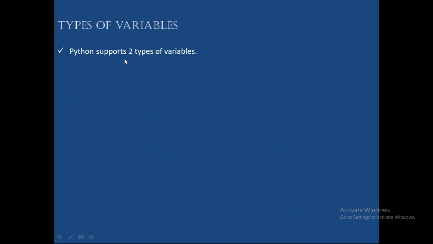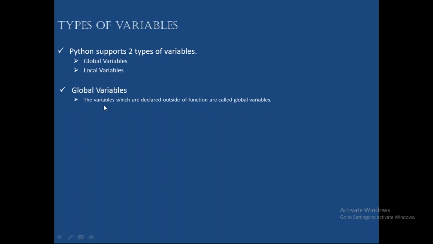Next, types of variables. Python supports 2 types of variables. One is global variable, second one is local variable. Global variables means the variables which are declared outside of a function are called global variables. These variables can be accessed in all functions of that module. Example, a equal to 10, you have def f1 print a. Next, def f2 print a. Now in these two functions, what value will it print when you call? You will get 10 and 10, because it's a global value.